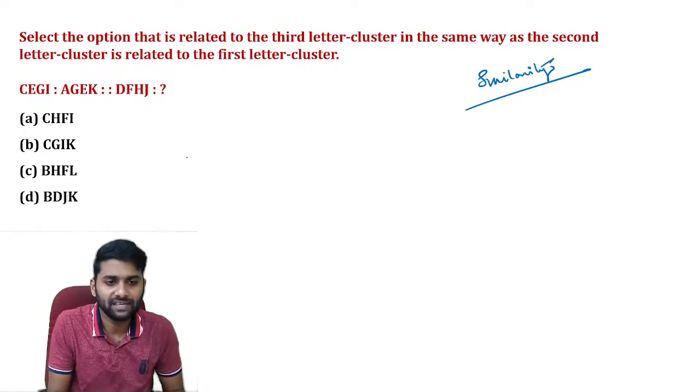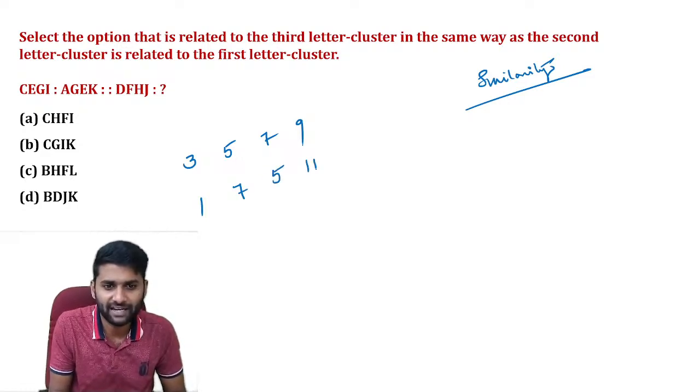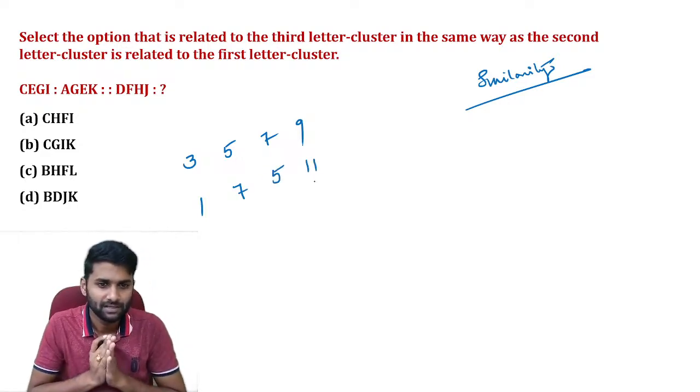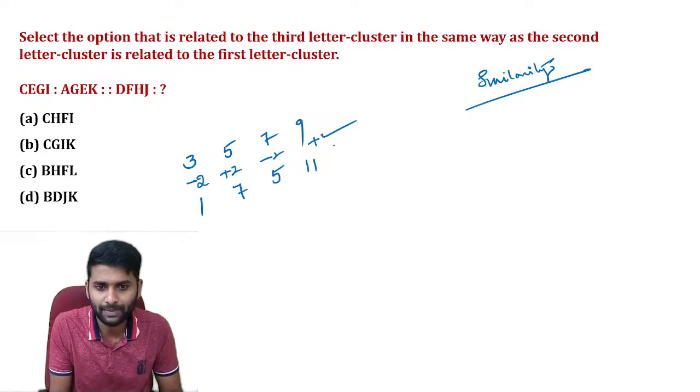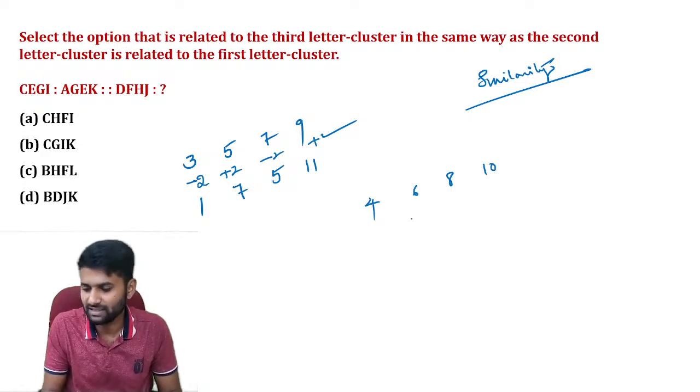Now see here, C is the third letter, E the fifth letter, G the seventh letter, I the ninth letter. What about A? First letter, G seventh letter, E fifth letter, K 11th letter. So that's the relation. If you observe, it's minus 2, plus 2, minus 2, plus 2. Now D is the fourth letter, F is the sixth letter, H is the eighth letter, J is the 10th letter.